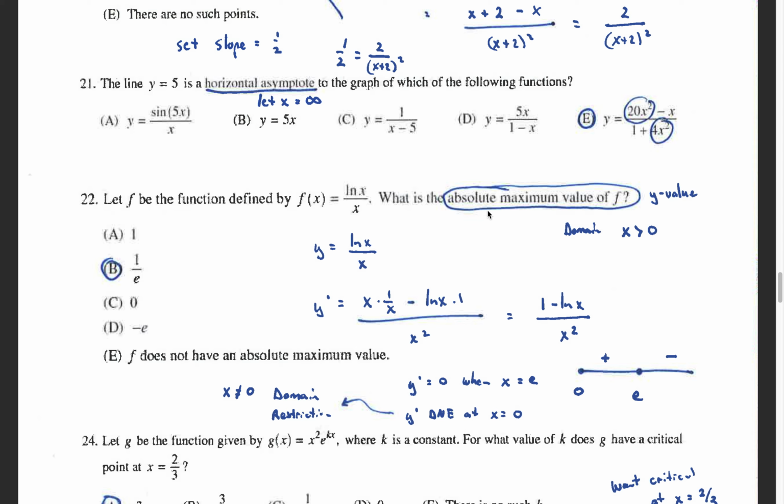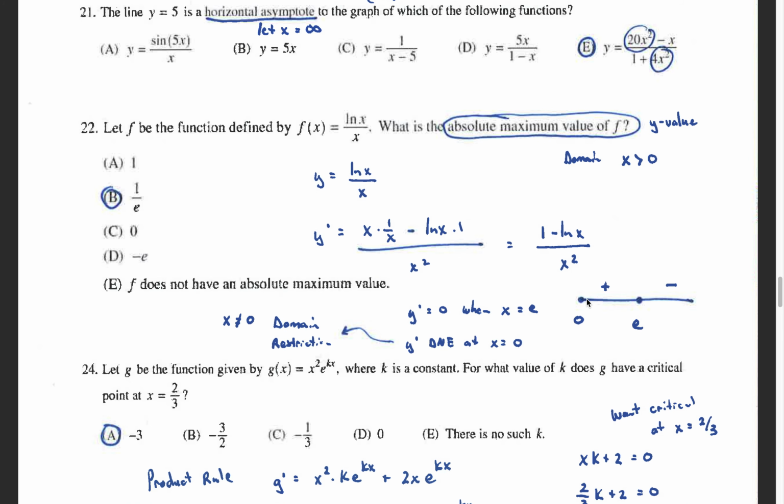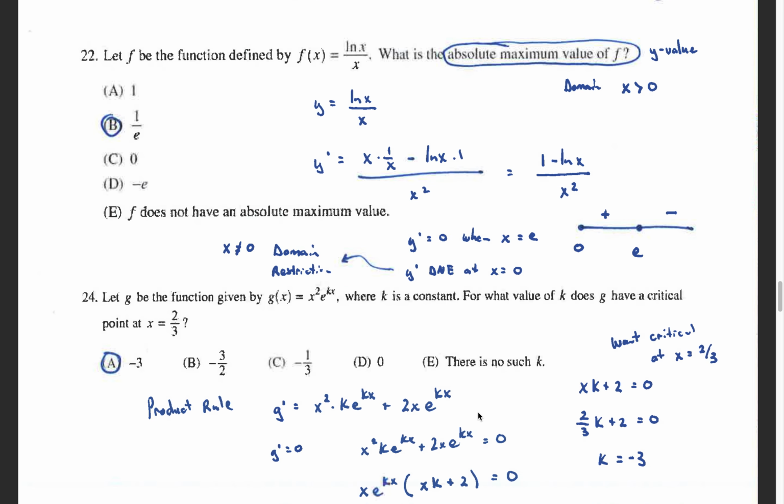It says what's the absolute maximum value of f, so it's looking for the y value. Again, this finds the x values, and you've got to plug it back into the function to actually find the y value. And again, it's a maximum here because the derivative is positive and then the derivative is negative, so at x equals e, there must be a max.